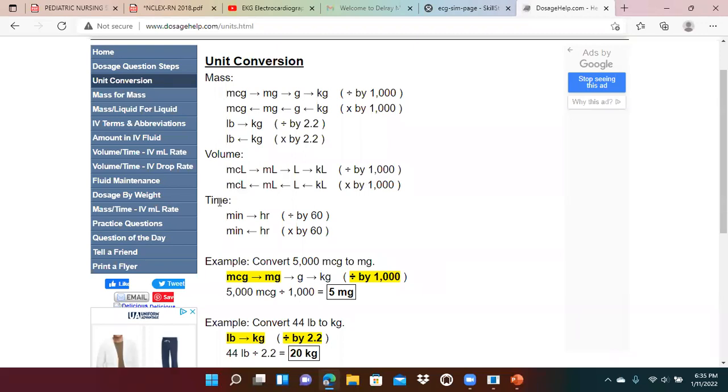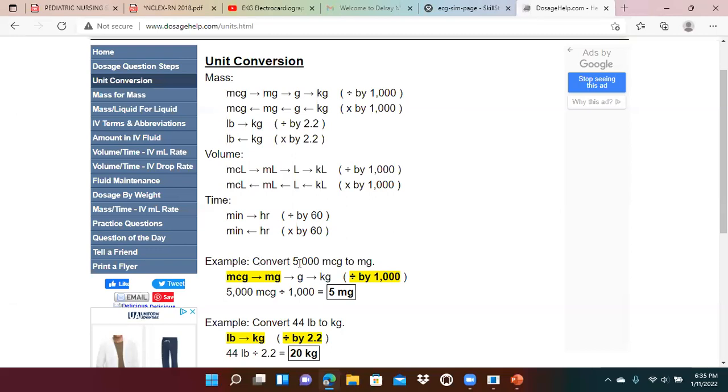Same as time. If you want to convert minute to hour, the total number will be divided by 60. But if you want to convert hour to minute, multiply by 60 because hour is big and minute is smaller than hour.